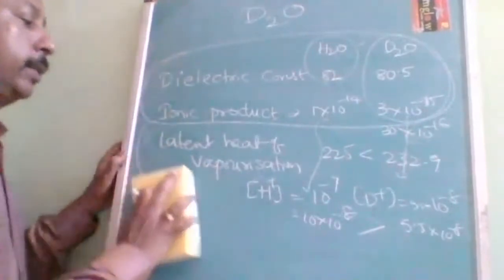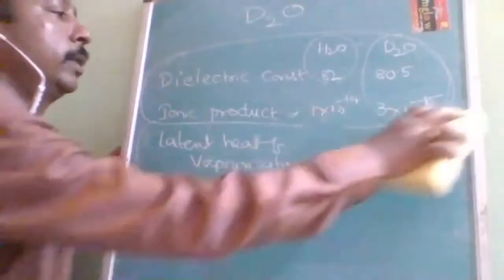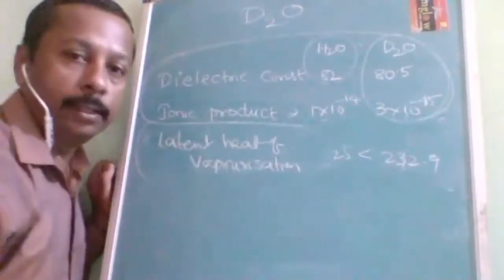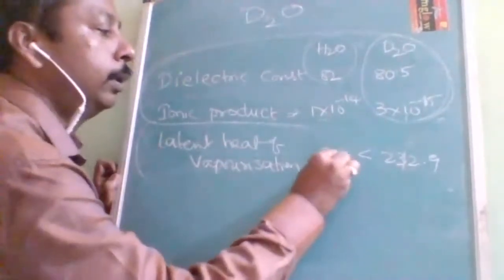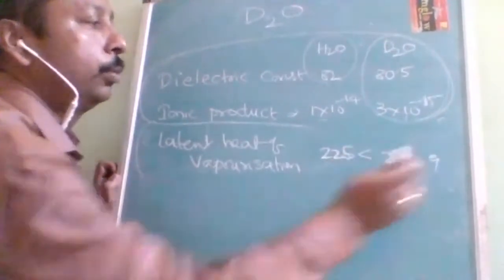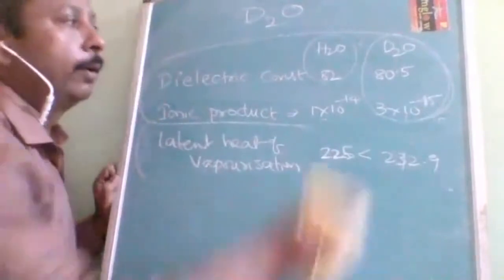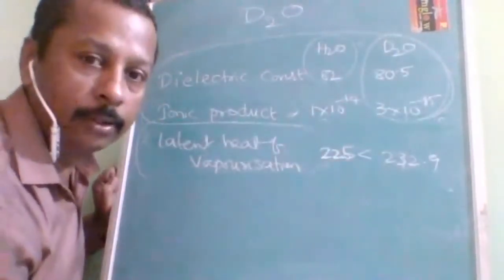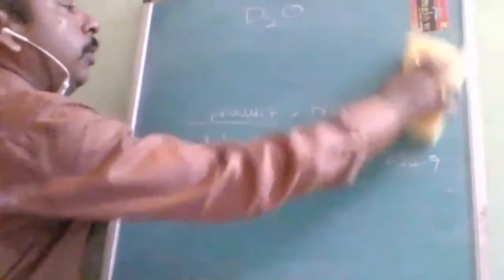And I am anticipating that there may be some link-up questions nowadays. That is, latent heat of vaporization. What is that? Latent heat of vaporization is 225 and it is 232. Normally these are all less, but the latent heat of vaporization of D2O is more than H2O. So these are the properties of D2O and H2O.